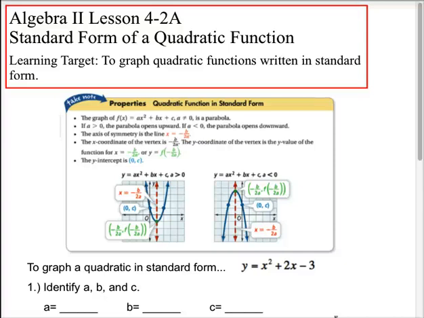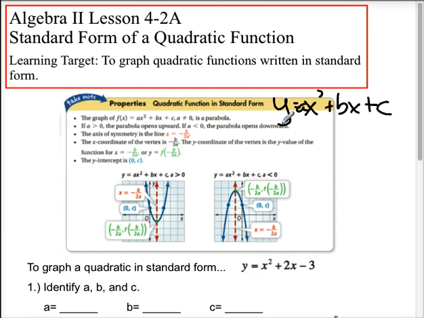Welcome back. Today we're actually starting a new section, all right? So we're moving on to section 2. And in section 2 we're going to talk about standard form of a quadratic. Now standard form means it looks like this: y equals ax squared plus bx plus c.